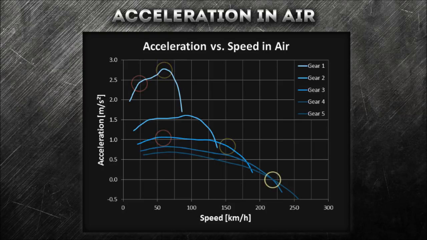At a certain speed, the acceleration drops below zero. The highest crossing point between the zero line and the acceleration curves is the top speed of the car with this gearing. To eke out every last bit of top speed, the gearing needs to be set such that peak power is achieved right at top speed.